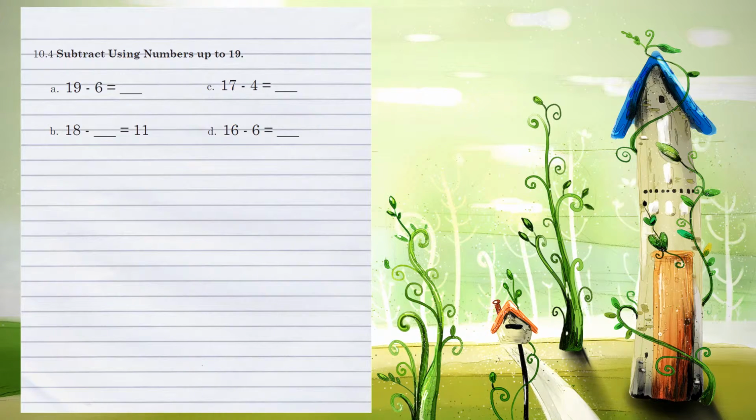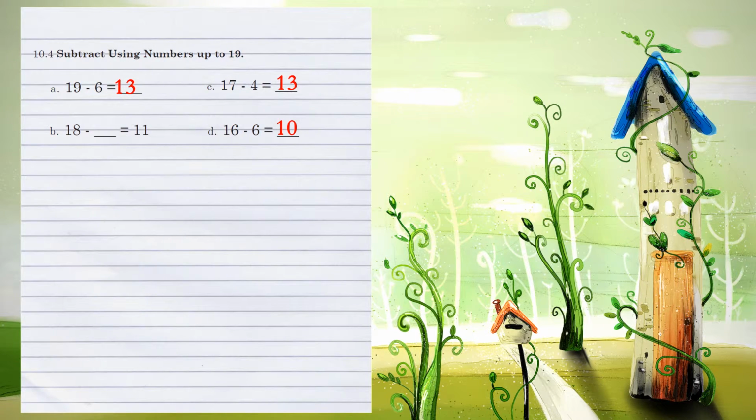Unit 10.4, subtract using numbers up to 19. Example A, 19 minus 6. Let's start off looking at the ones column. 9 minus 6 means that you'll have 3 left over. Then we look at the tens column. There's only one number there, so it carries over into our answer for an answer of 13.